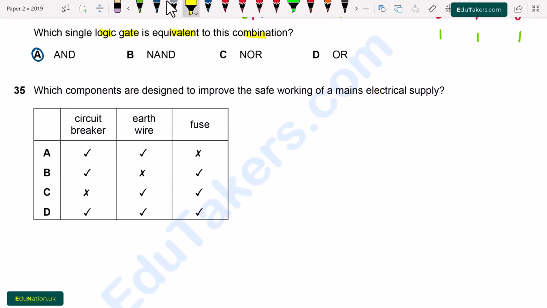Question number 35. Which components are designed to improve the safe working of the mains electrical supply? Circuit breaker, earth wire and fuse. All of these components are needed in order for the safe working of the mains electrical supply. So only option D is correct, which shows that all of these are required.